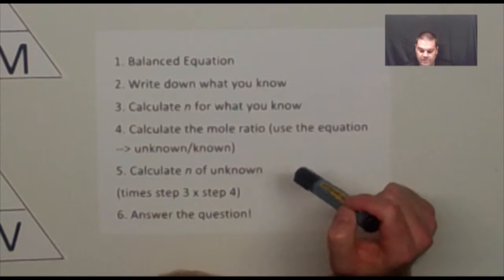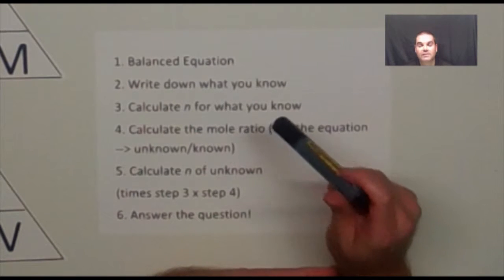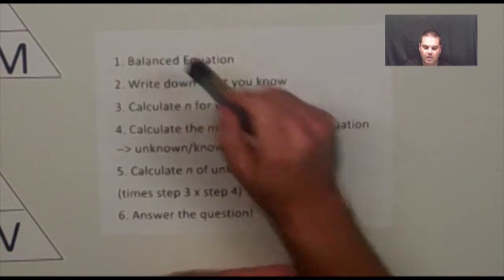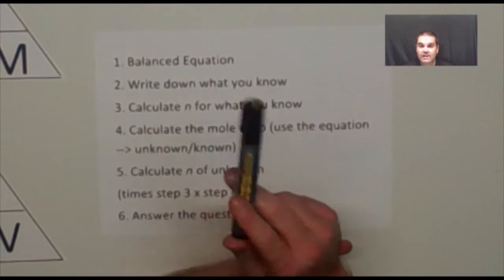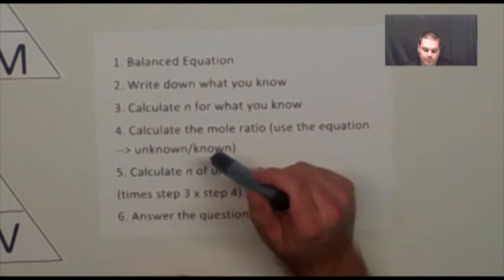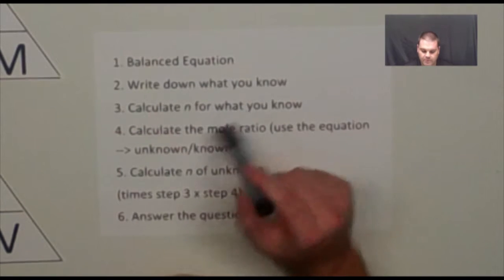Then calculate the mole ratio. All right, so the mole ratio is actually using the balanced equation. That's why the balanced equation is so key. All right, and I'll show you. You use the numbers out the front of your chemicals, and you put unknown over known. I'll show you that as well.